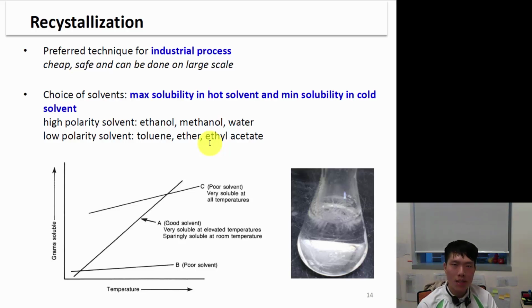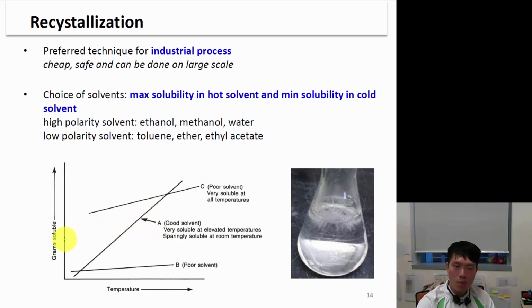Why is a two-solvent system better than a single solvent system for recrystallization? Take a look at this graph here. You have solvents A, B, and C. Which is the best solvent for recrystallization in this reaction? It must be A. Why is it the best solvent? Because you see, the gradient of the graph is very steep.